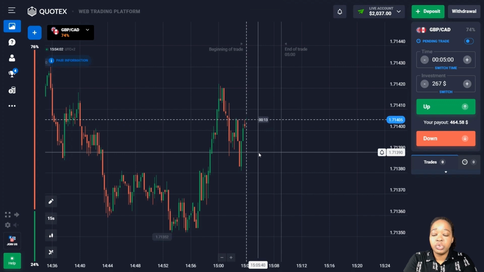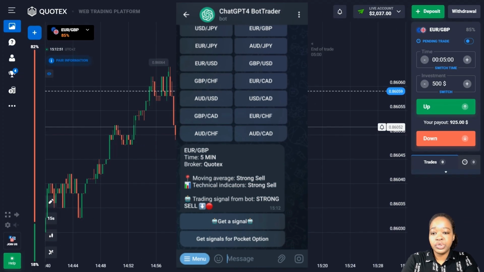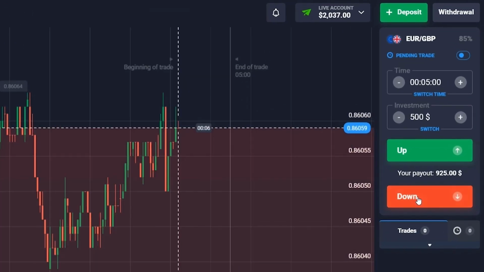The signal turned out to be a plus here, and you can see that the funds of my deposit have appeared, which means that I can continue with my trading. Let me make another request. So here the bot offers to open a deal for a fall. I'm going to fulfill the specified condition and press the red button.